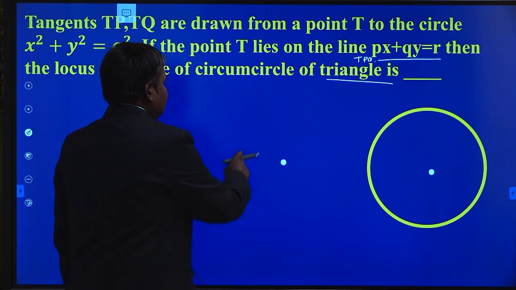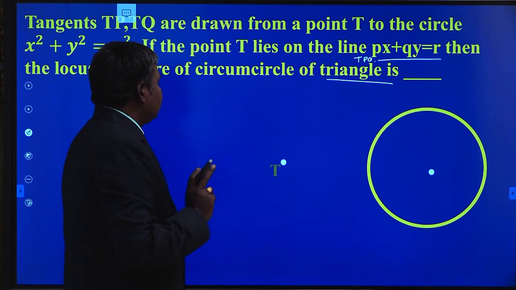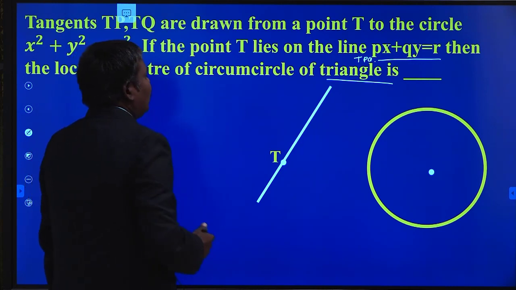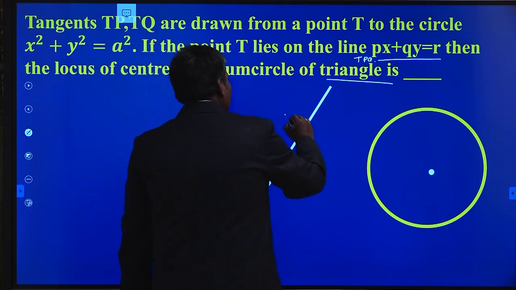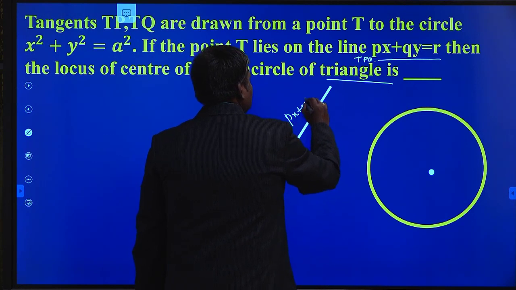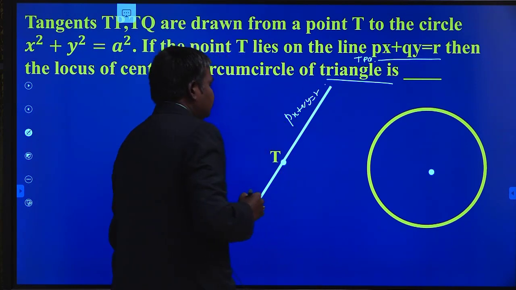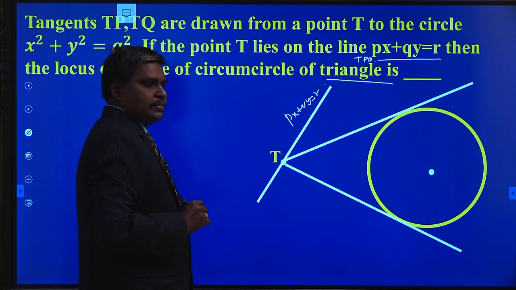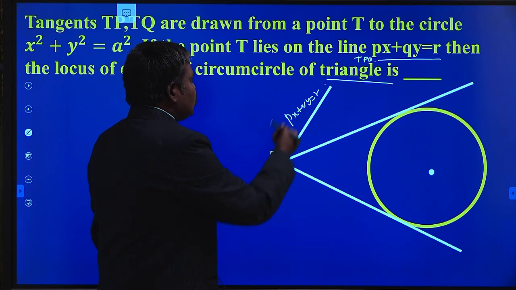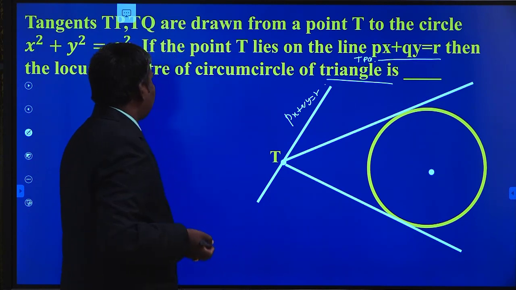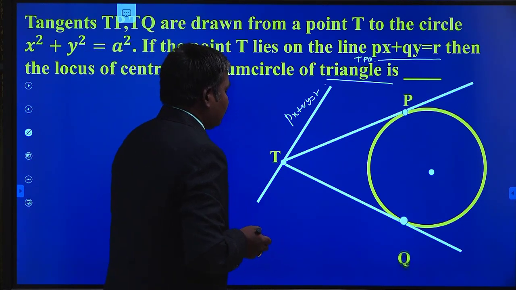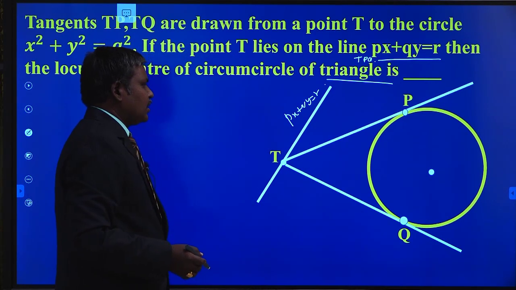This is my point. Now, this is the T. This lies on what? Px plus Qy is equal to R. That point lies on Px plus Qy is equal to R. Now, these are the tangents drawn from T to the circle. These two tangents touch the circle at what? P comma Q. This is the point of contact P. This is the other point of contact Q, as shown in this figure.